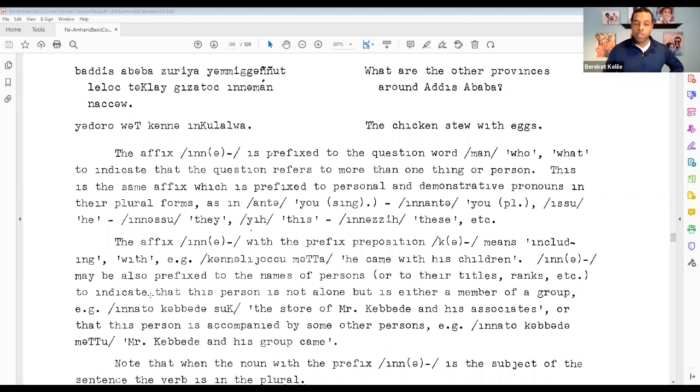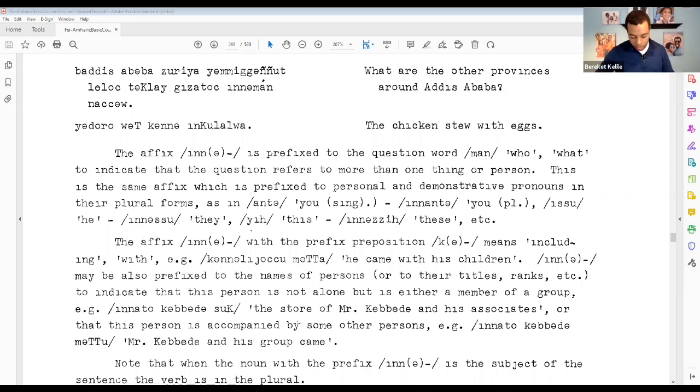We've actually seen this before too with personal and demonstrative pronouns, like with ante, which is second person masculine singular, right? Which means you, male or masculine. You add in to the beginning of that, it becomes innante. Another example is asu, he, third person masculine singular, becomes innasu, they. Yih, this, becomes innazi, these. So we've seen this prefix before.